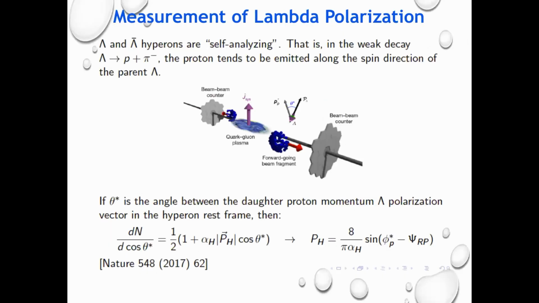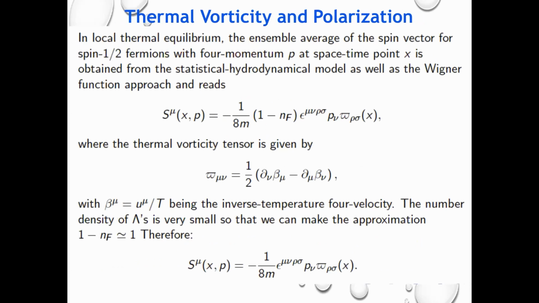Yes, so what's this about? How to measure lambda polarization, and why are lambda and lambda bar very convenient particles? Because they are so-called self-analyzing. What does it mean? During the weak decay, the proton tends to be emitted along the spin direction of the parent lambda, so it's relatively easy to measure. And then one can restore the lambda polarization vector in the hyperon rest frame. And next slide.